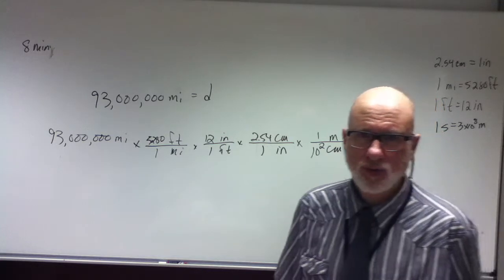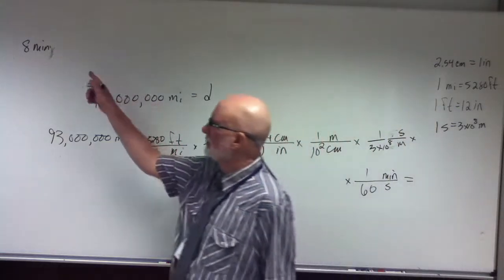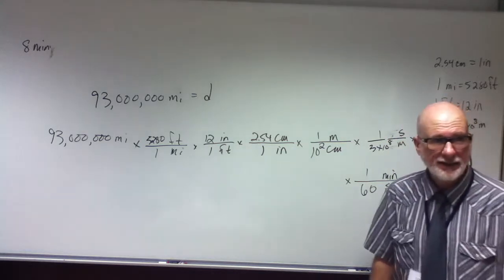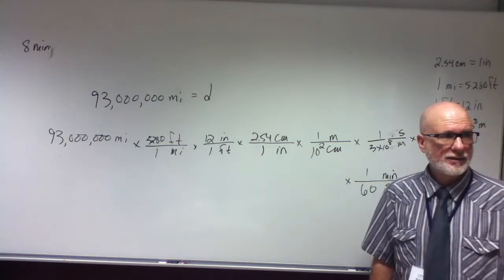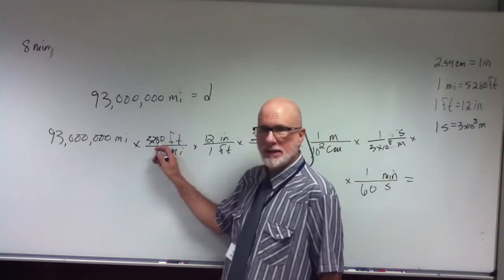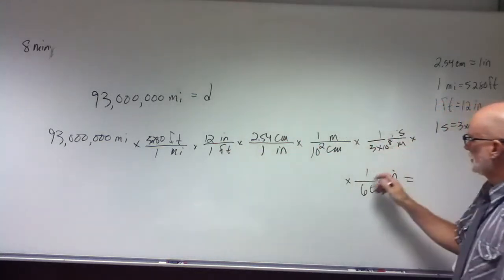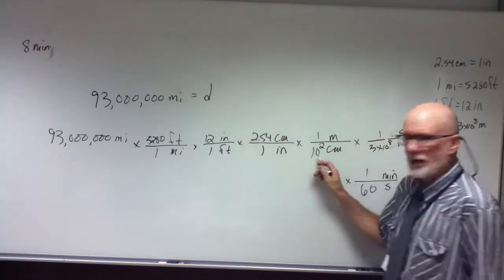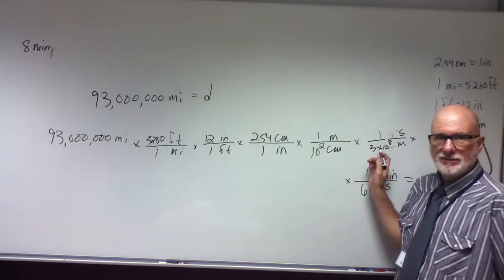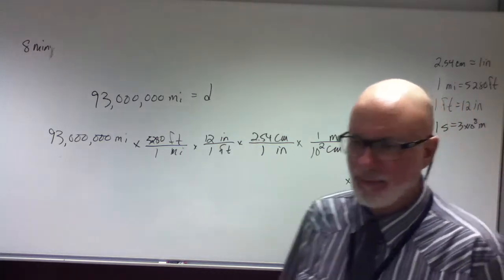Did we do something wrong? 1.5? Should be 8. Unless we did something wrong. Did anybody get 8? Who got 8? 93 million times this, times this, times this, divided by 100, hit divided by again, and put 3 times 10 to the 8th, divided by 60. What do you get?